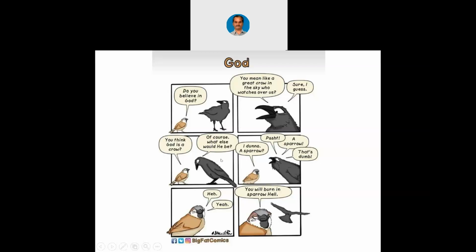Now the sparrow says, "I don't know. A sparrow maybe?" The crow says, "Psst, a sparrow? That is dumb." Again the sparrow says, "Hey, yeah." Now the crow flies away. When the crow flies away, the sparrow says, "You will burn in sparrow hell."